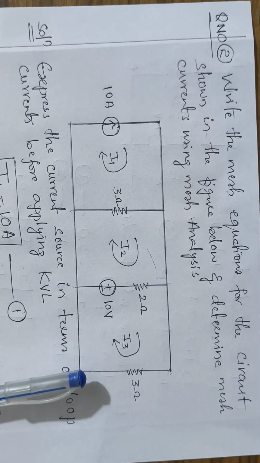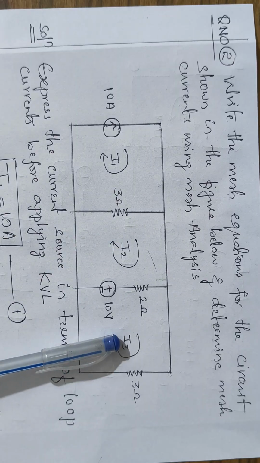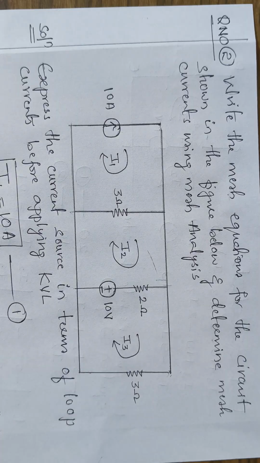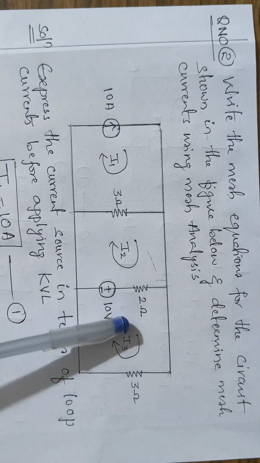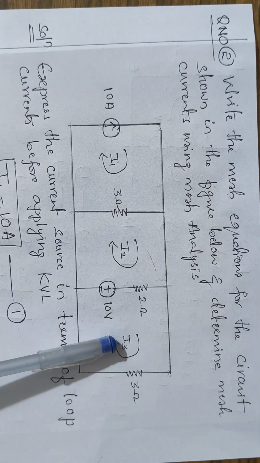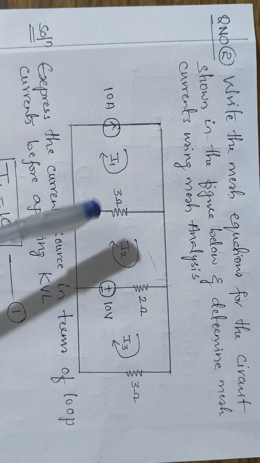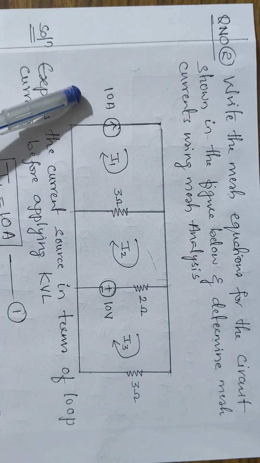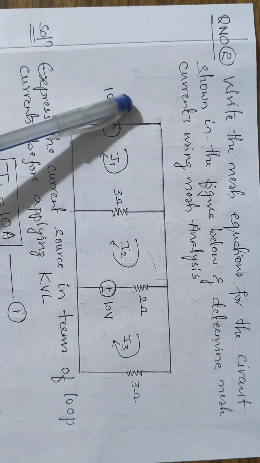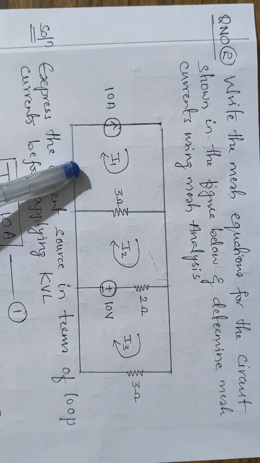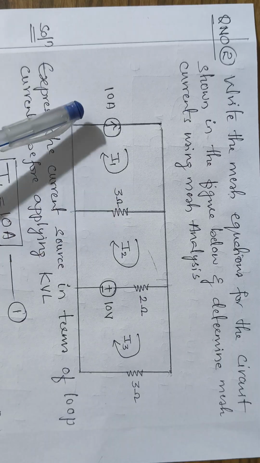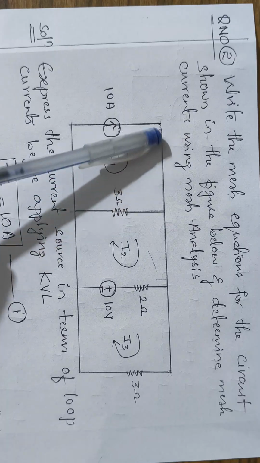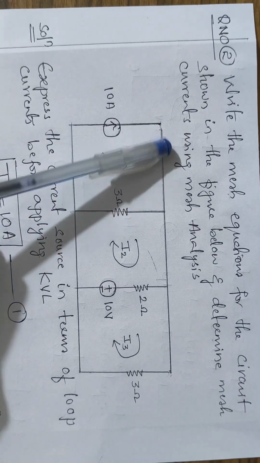Here you will see that you have three loops. So you have three loop currents, I1, I2 and I3. But actually in this figure you have only two loops. Why? Because in the first loop you have a current source. As you all know, whenever there is a current source, you cannot consider that as a closed loop. Why? Because you don't know the potential drop across the current source. So for that reason you cannot consider this as a loop.